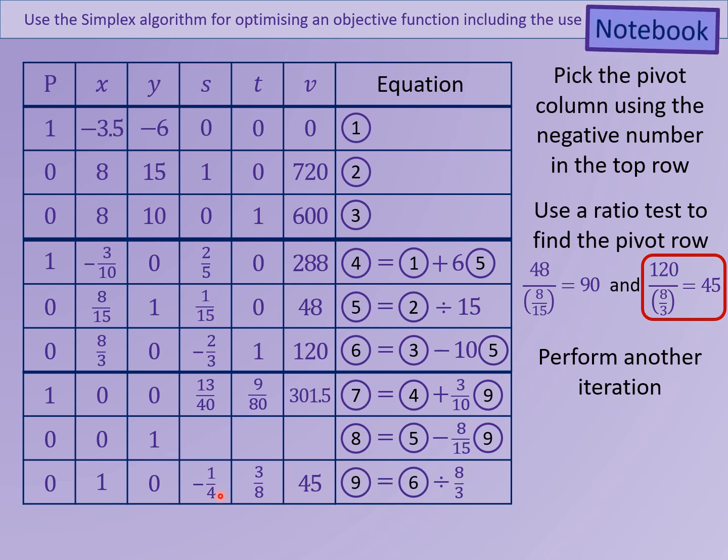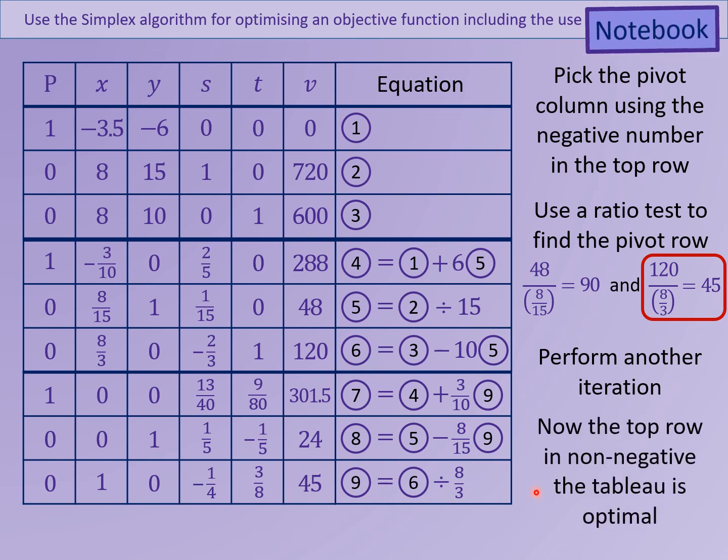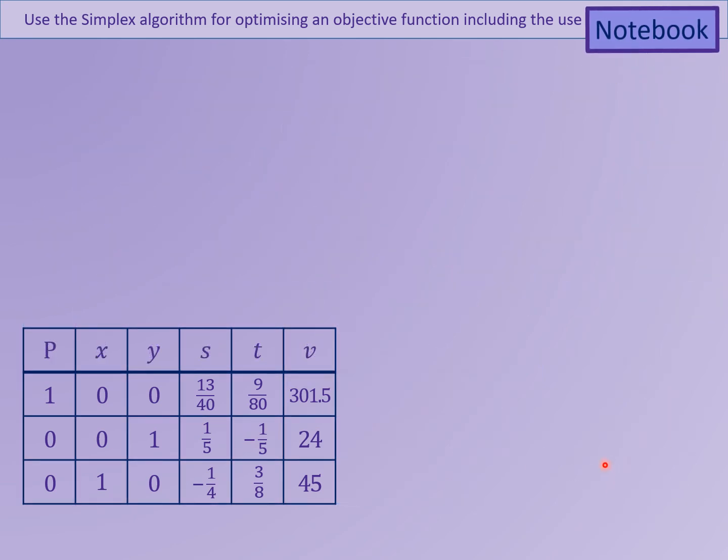1/15 minus 8/15 of minus a quarter. So there's lots of fractions going on, but your calculator can handle it. Take your time. 1/5. 0 minus 8/15 is 3/8. Minus 15 minus a fifth. And then 48 minus 8/15 of 45 gets you 24. So once you've done this and set it all up, we have now finished. Noticing that top line is now optimal. And so because it's optimal, because it's all positive, I can stop and I can get my answers.